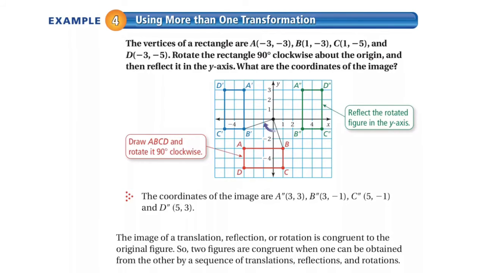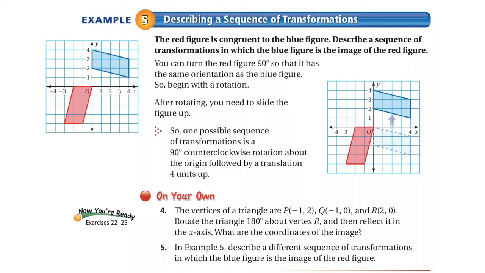Here in example 5, we're describing a sequence of transformations. It says the red figure is congruent to the blue figure. Describe a sequence of transformations in which the blue figure is the image of the red. So the red was the original. So they gave us one example. You can turn the red figure 90 degrees so that it has the same orientation as the blue figure. Then you can slide the figure up, and you would have to slide it 4 units up if your rotation was a 90-degree counterclockwise rotation about the origin.